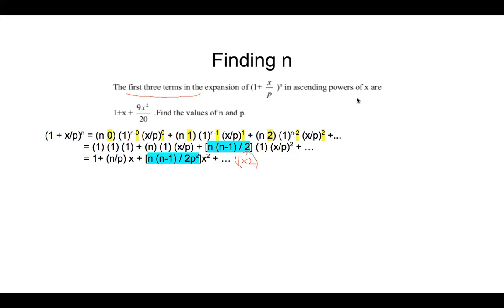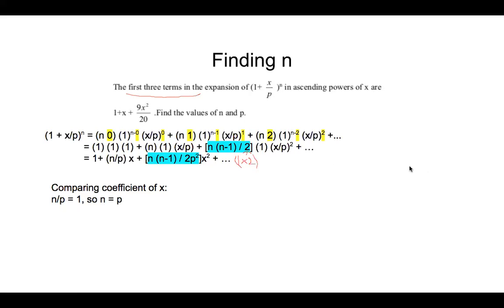Now from here, we're going to compare with what they've given us. What they've given us was 1 matching with 1. So that's fine. n over p will match with the coefficient of x, which was 1 here. So that's how we can infer that n over p is equal to 1, and based on that, n would equal p.